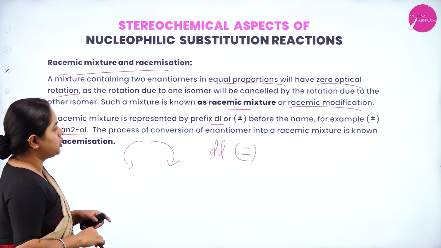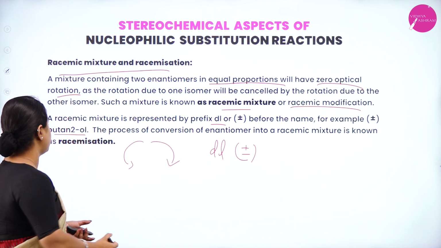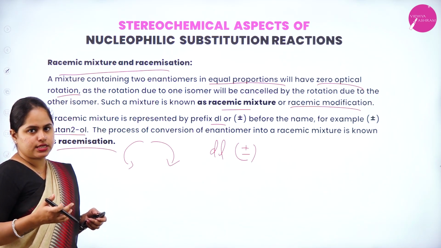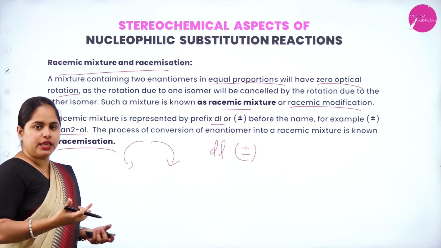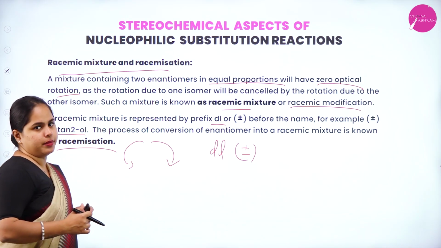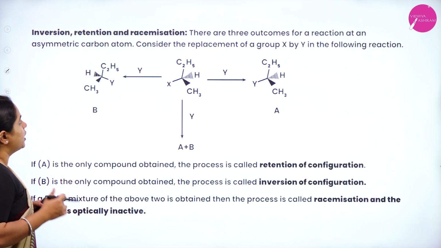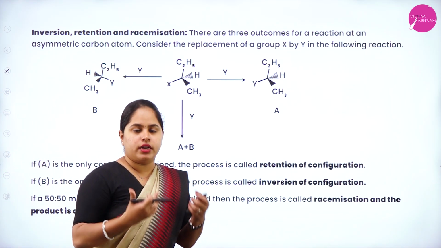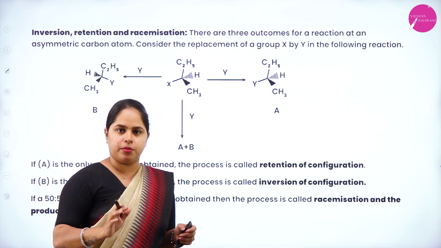The process of conversion of an enantiomer into a racemic mixture is called racemization. Okay, so what is a racemic mixture? It is clear. So this process of making a racemic mixture from its enantiomers is called racemization. Right. Now, let us understand using a compound how inversion, retention and racemization take place in detail.